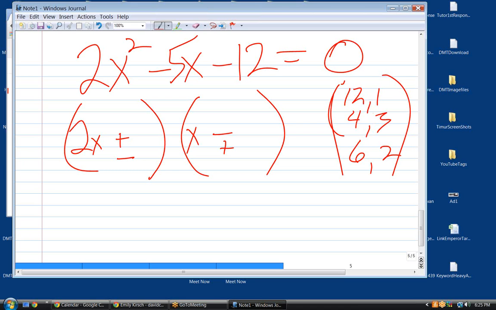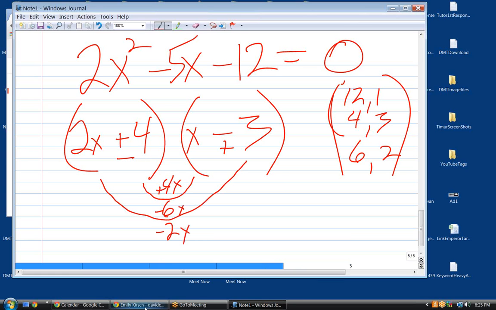Okay. And I'm going to just do them randomly. I'm going to start out with trial and error. Does that produce a middle term of minus 5x? To check, all I have to do is multiply the two inside terms and the two outside terms. Well, this is plus 4x. This is minus 6x. That gives you minus 2x. So that's not correct.